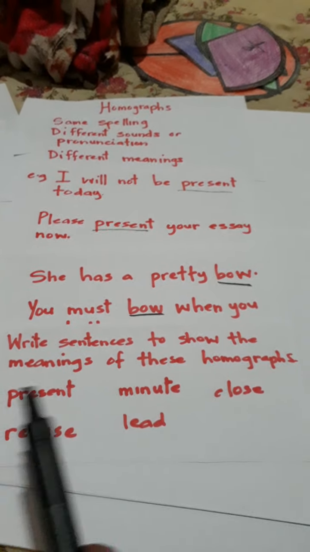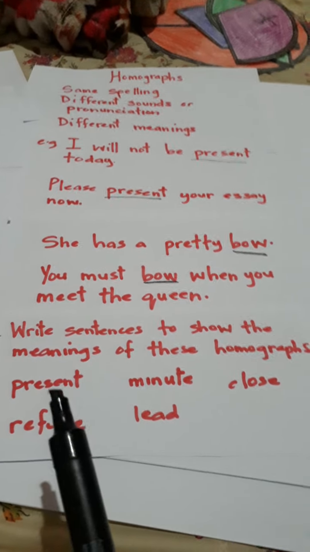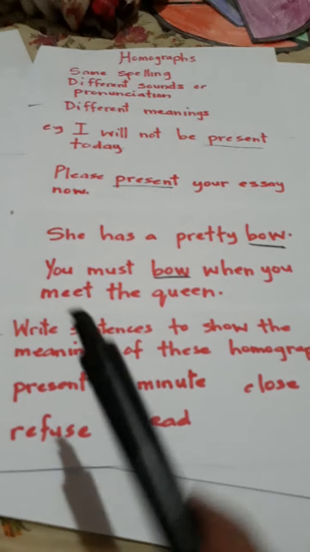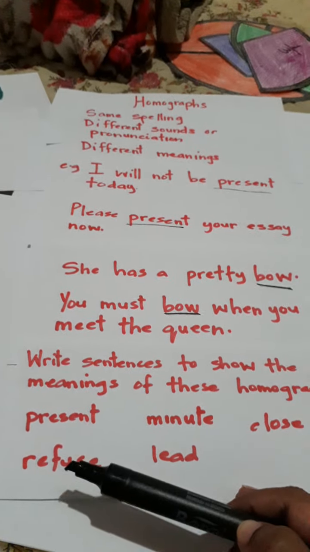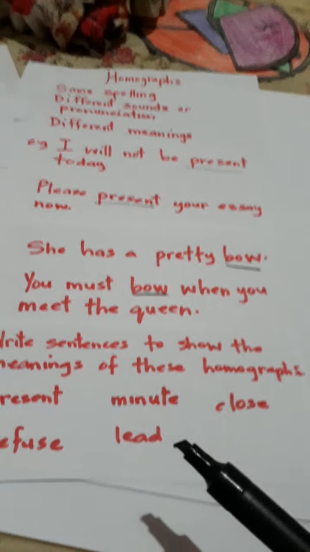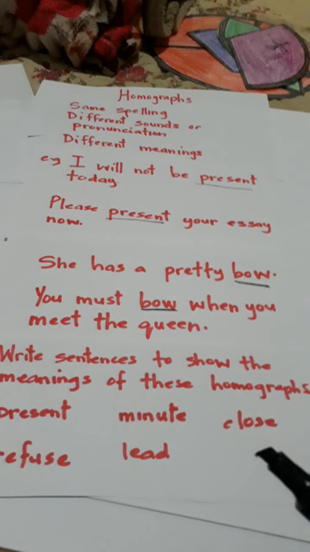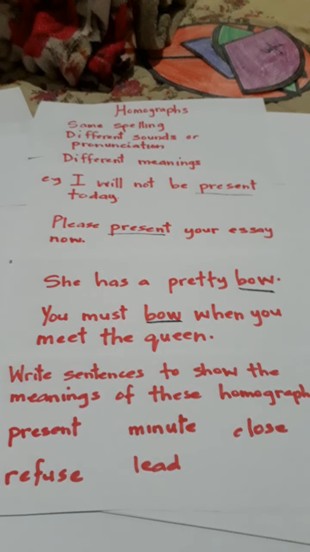And then you are going to write sentences to show the meanings of these homographs. So each word must have two sentences. So you will have a sentence with present, one with present, one with refuse, one with refuse, one with minute, one with minute, one with lead, one with lead, one with close, and one with close. So you are to use these words in context in sentences.